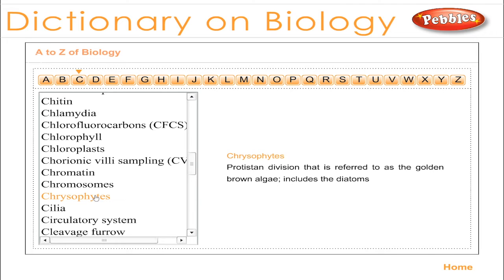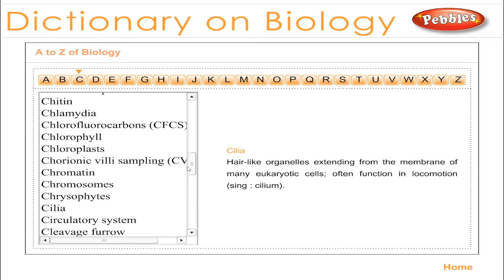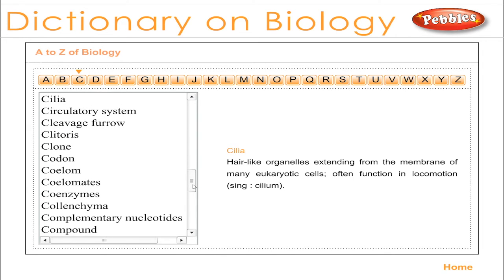Chrysophytes, protist division that is referred to as the golden brown algae, includes the diatoms. Cilia, hair-like organelles extending from the membrane of many eukaryotic cells, often function in locomotion. Singular is cilium.